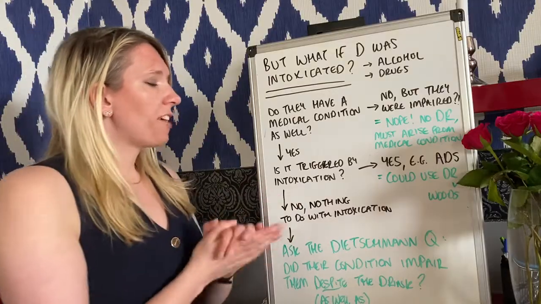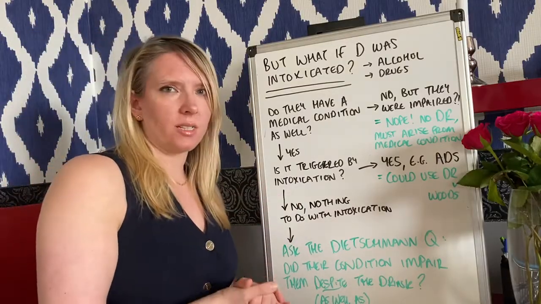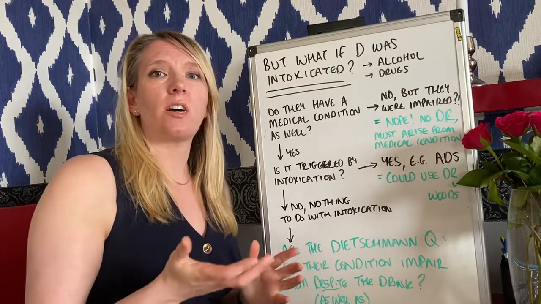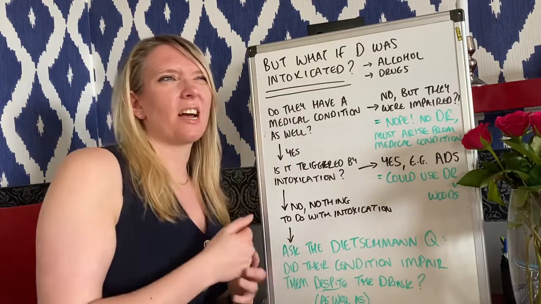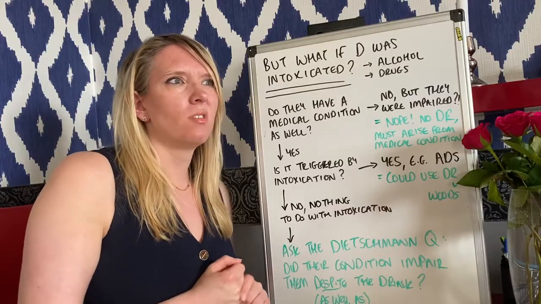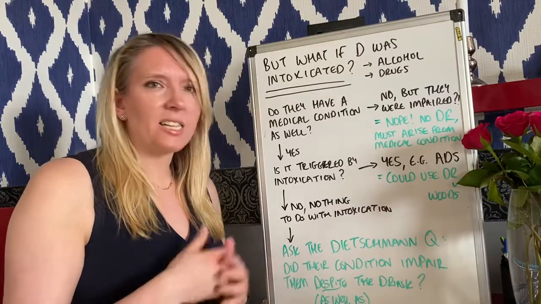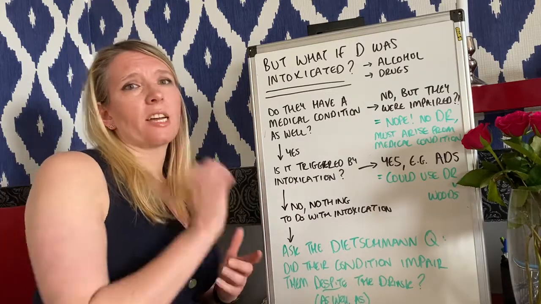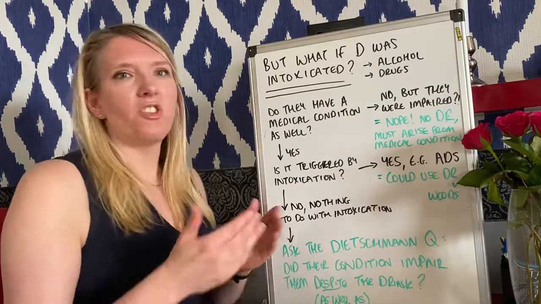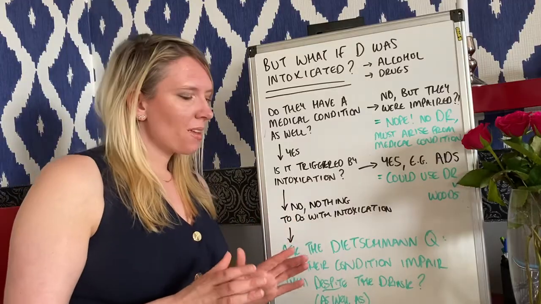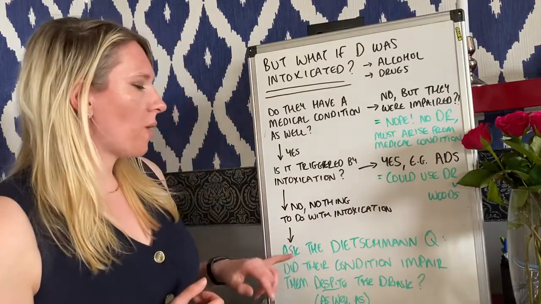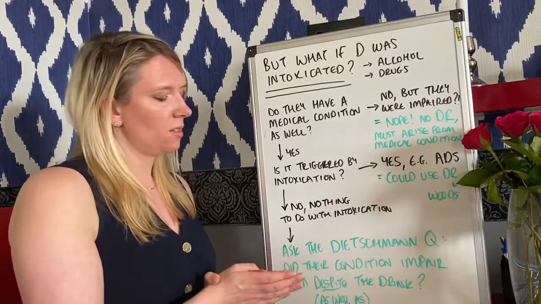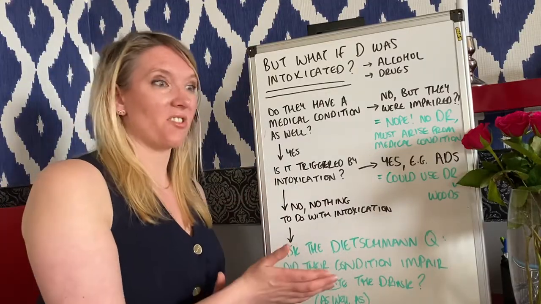What if it's nothing to do with the fact that they're intoxicated? So what if the person just happens to have dementia and they also decide to get really, really drunk on a Friday night? Or what if a person has postnatal depression, but they just fancy taking a whole load of drugs? The two aren't related. Then what do we do? Well, we ask the question that was posed in the Dietschmann case. You don't have to pronounce it, you only have to write it.